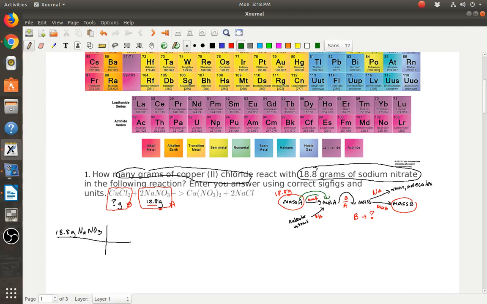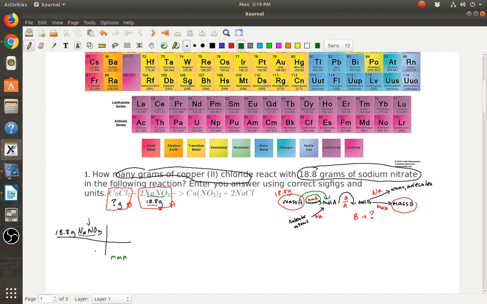Go to moles. That means I need the molar mass of molecule A. This is molecule A. This is molecule A. I need the molar mass of this molecule. That's what has to go here. I had a few people put the molar mass of B down here. Well, we don't need it yet. We need the molar mass of sodium nitrate. So I'm going to calculate the molar mass of sodium nitrate for you.